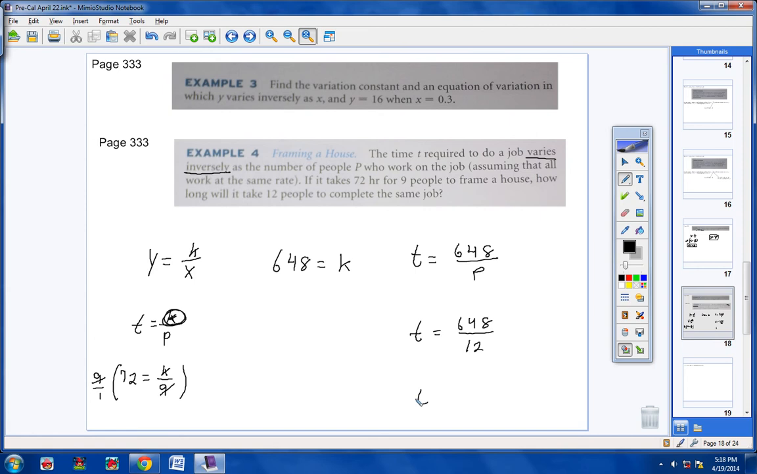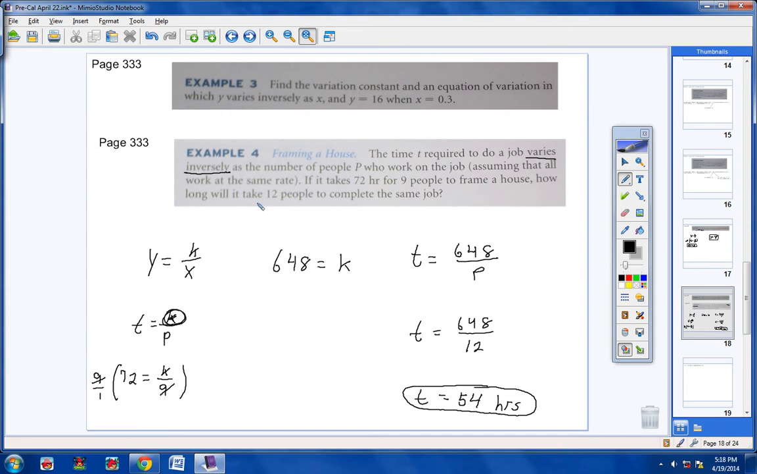So t equals 648 divided by 12, which will give you 54. So now you know it will take you 54 hours to finish the job. So if your guys are working 8-hour days, it's going to take them 6 to 7 days to get the job done. Okay? All right, let's continue on.